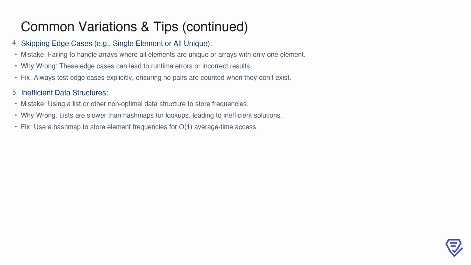Additionally, using inefficient data structures can hinder performance. For example, storing frequencies in a list instead of a hash map may seem straightforward, but lists are slower for lookups, especially with larger inputs. Hash maps, on the other hand, provide average O(1) access time, making them the optimal choice for this task.